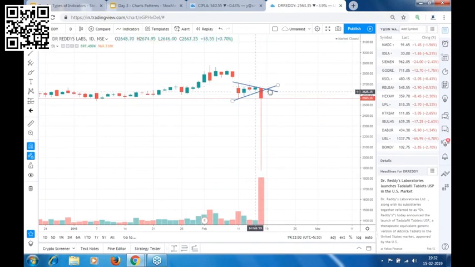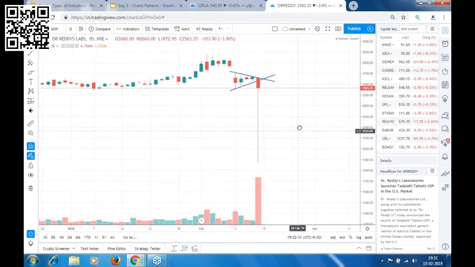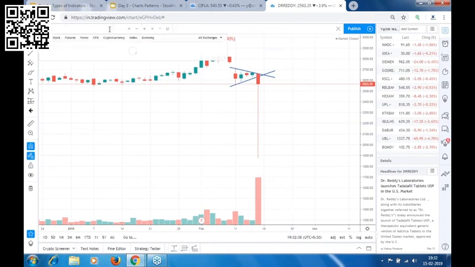In fact, today also the prices opened just near the resistance of this trend line, and then we saw a breakdown. I think there was some negative news in Dr. Reddy's, that's why we saw this massive gap downfall and then a recovery in the stock. Symmetrical triangle, like I showed you in Sun Pharma as well.